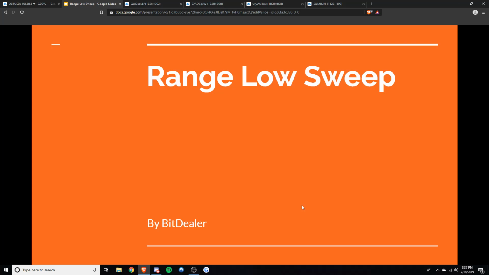Range low sweep setup, and I'm going to go over how I trade it and just a few different details, all of the rules and nuances, and just kind of go over how I trade ranges in general. So yeah, let's go ahead and hop into it.